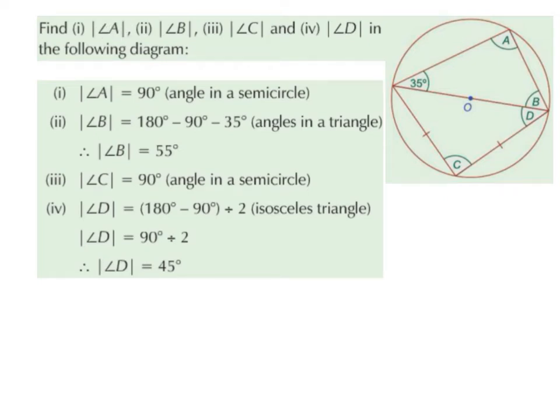Find angle A, angle B, angle C, and angle D in the following diagram. So angle A is going to be 90 degrees. So angle A, because this is an angle in a semicircle.